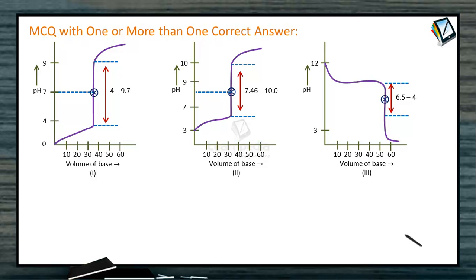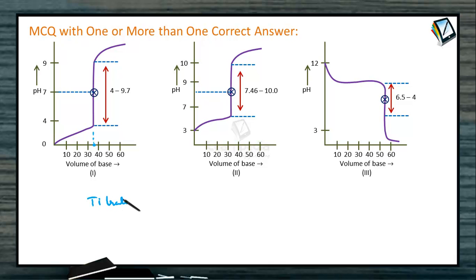MCQ with one or more than one correct answers. So we have the titration curve given between pH values as volume of base is added. In the first titration, we find that the sudden jump in the pH near the equivalence point of around 35 ml is 4 to 9.7. This is called titration range.